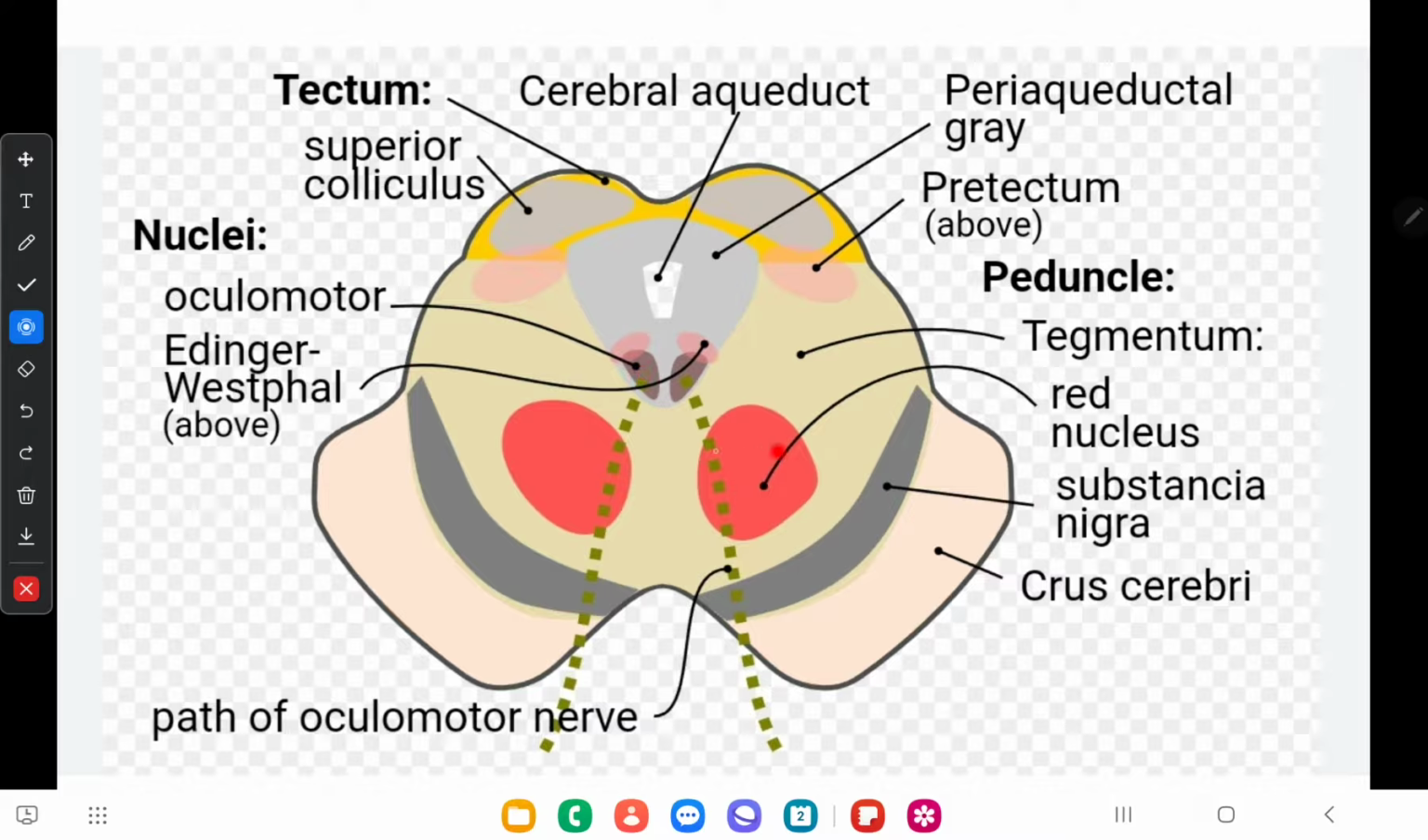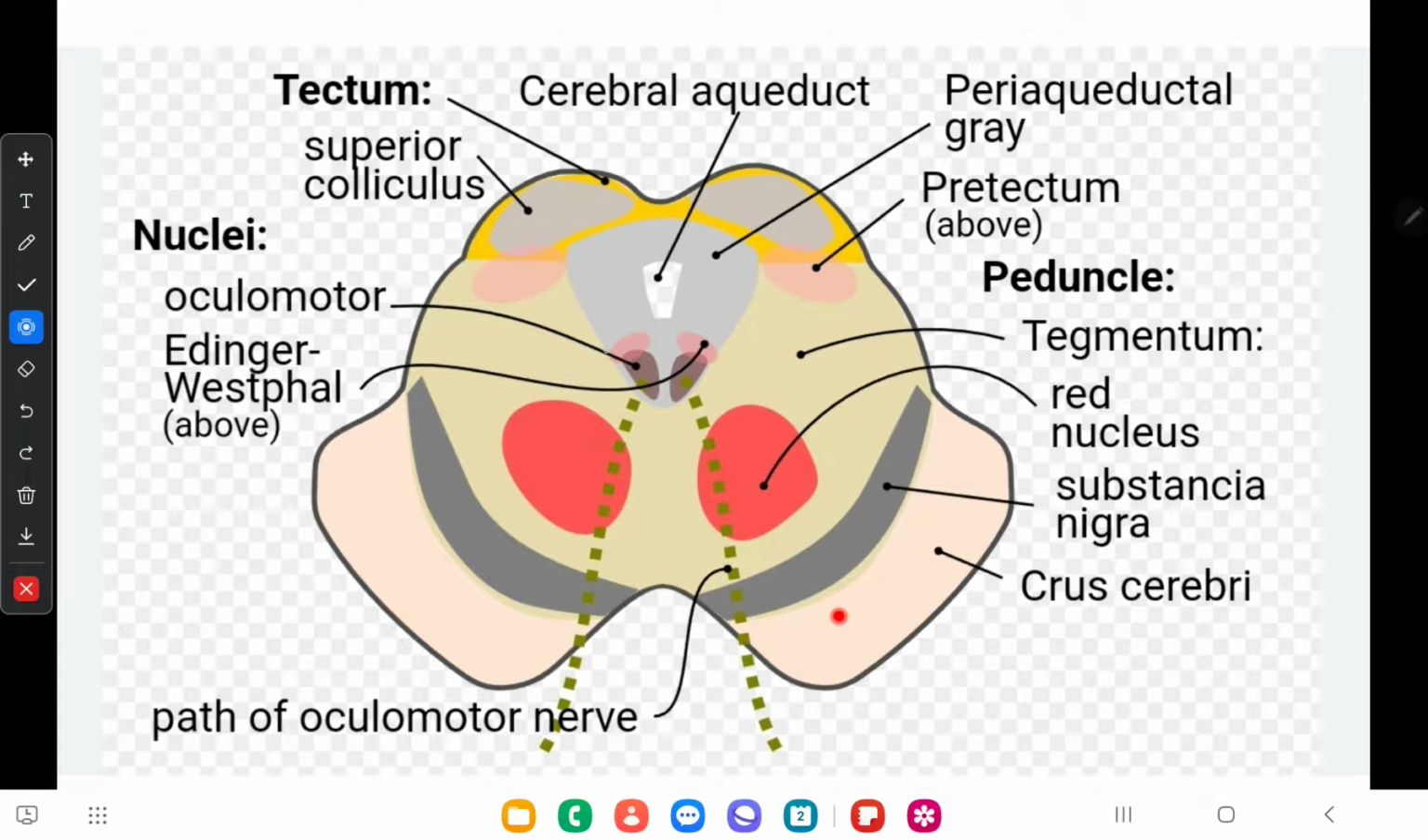This is the red nucleus, this is the oculomotor nerve pathway, and here is the tegmentum. Here you have the pretectum, and here is the superior colliculus, the substantia nigra in the midbrain, and finally the crus cerebri. Each of these parts is important in describing the pathway of the oculomotor nerve. That's why I showed you the cross section.